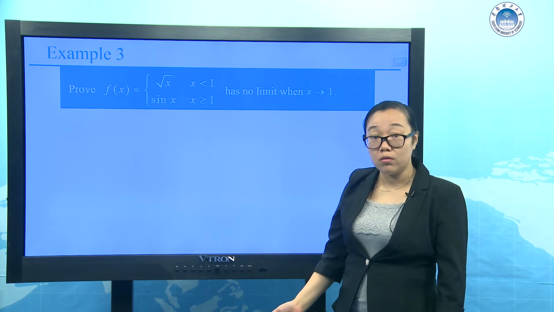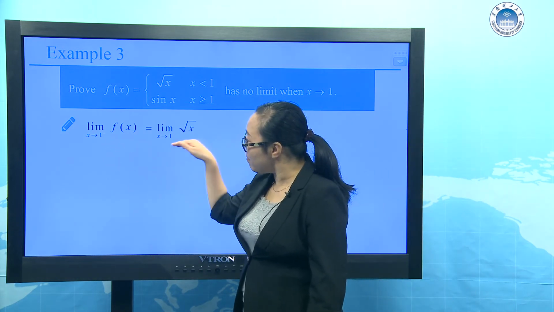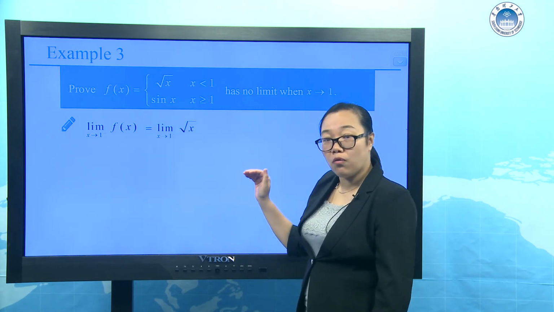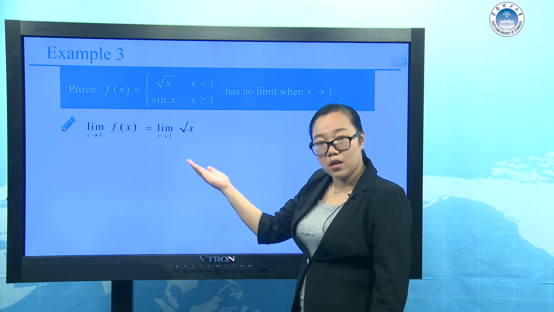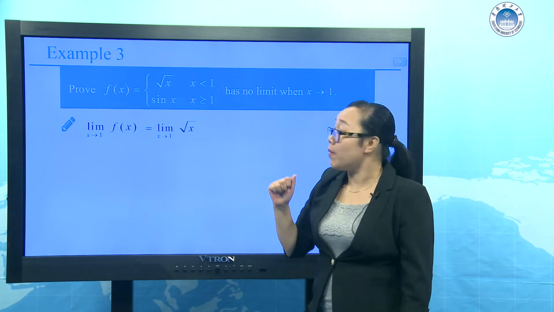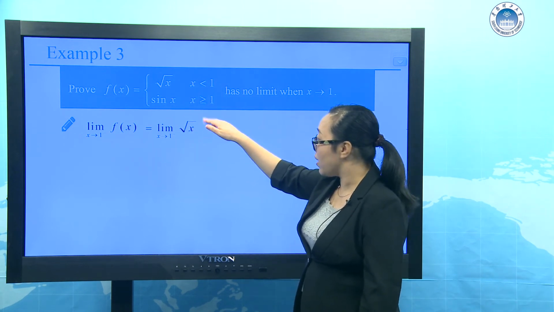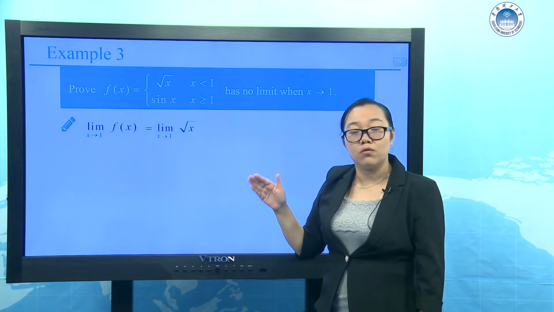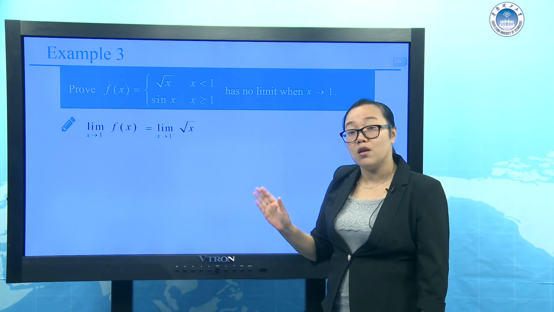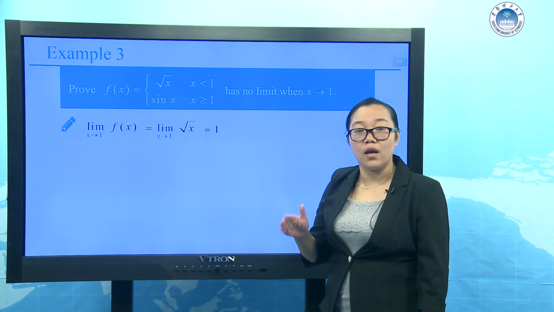How to prove? According to our property, now look at this. The limit as x tends to 1 minus. How about 1 minus? This means x tends to 1 from the left side. How about f(x)? This means x less than 1. At this time, the function is the square root of x. The limit as x tends to 1 from the left side of square root x equals square root 1, which equals 1. It is the left-hand limit.